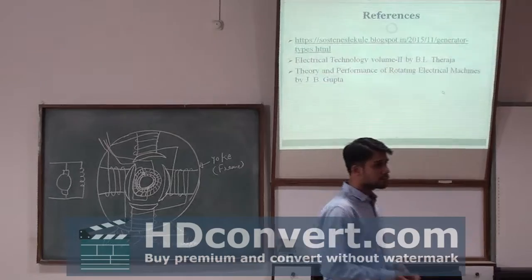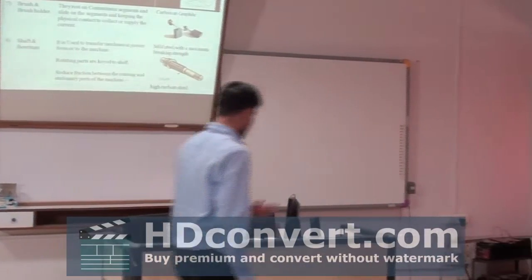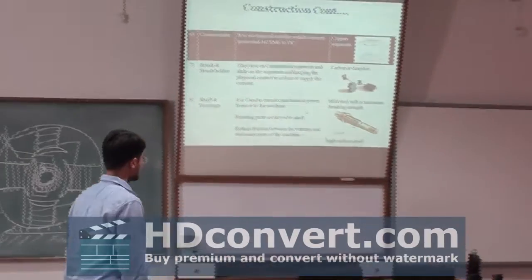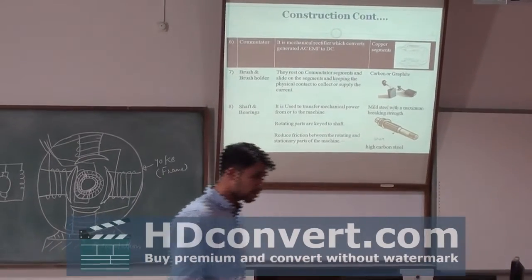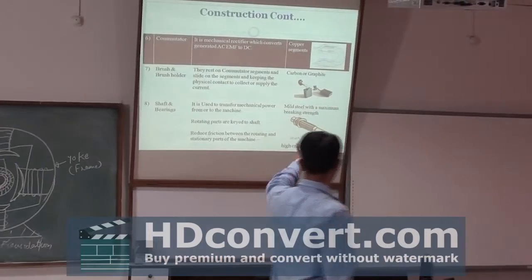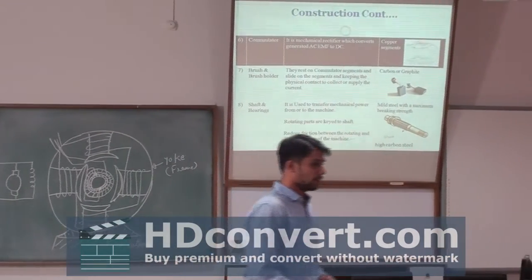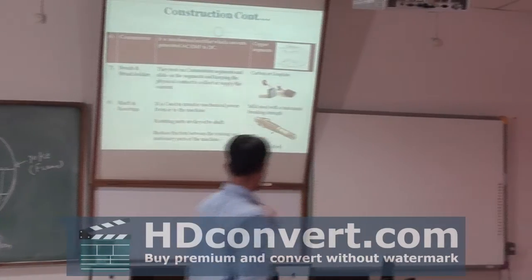Shaft and bearing. The shaft is generally made of hard material because it has to be very strong to support the machine, and the mechanical power transferred from one machine to another takes place with the help of the shaft. Bearing is generally provided to avoid friction between the stator and the rotating part of the machine.